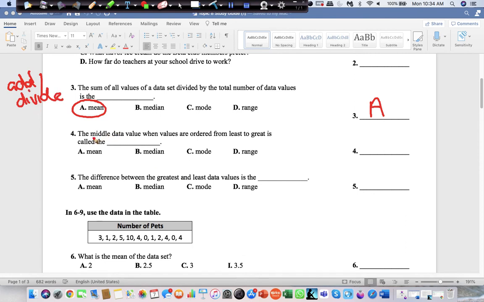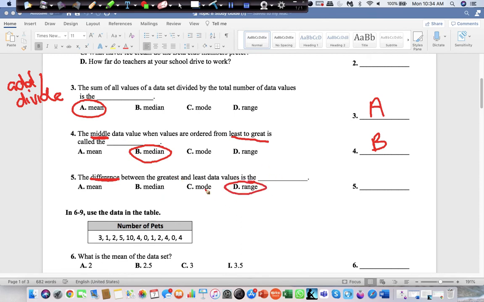The middle, that's our key word, the middle data value, when values are ordered from least to greatest, is called the median. Remember, median is the middle of the road, so median is the middle of our data set, but you have to order them from least to greatest. The difference, this is also a key word, the difference between the greatest and least is the range.